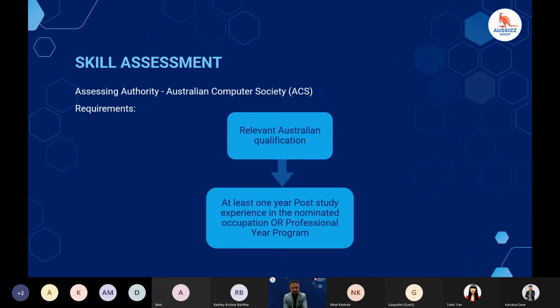Generally, to get a skills assessment, there are two pathways. For graduates from Australia, you have to have a relevant Australian qualification. And on top of that, you need to have at least 1 year of work experience, or you must complete a professional year course, which is delivered by a lot of institutes, but through ACS again. So either you complete 1 year of work experience or complete a professional year course while being on a 485 visa, which you generally get once you complete your Australian qualification if it is 2 years.